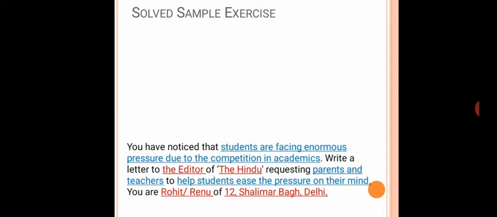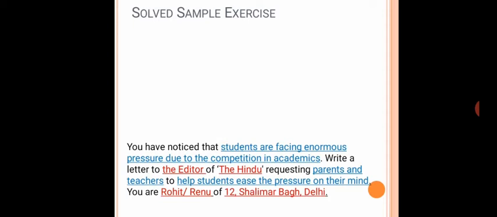Basically, we are also told that we should be addressing parents and teachers in this letter, and we should share our concern about this social problem which is concerned to all the people in general, and we have to request people in general to help students ease the pressure on their mind.